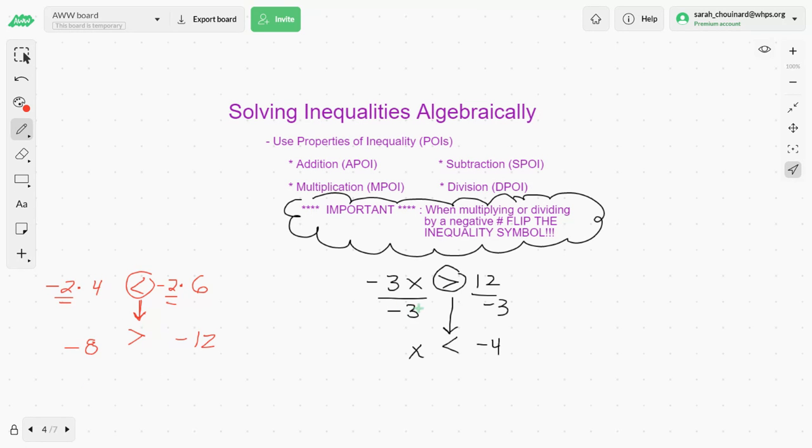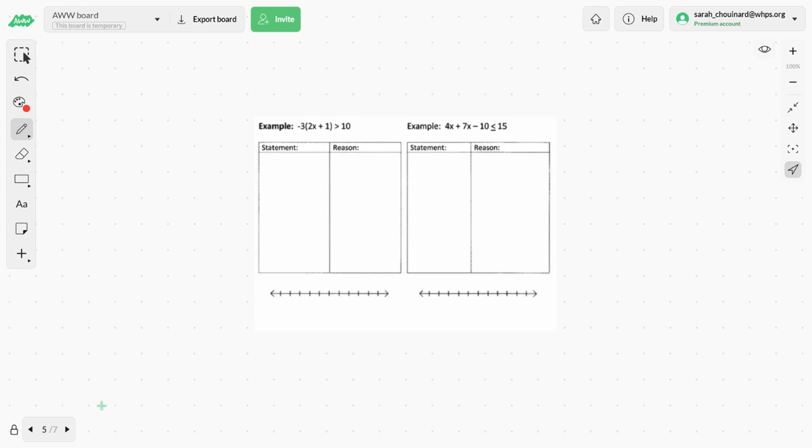So anytime you divide or multiply by a negative, you have to flip the inequality symbol. So let's do some examples. The first one we have is negative 3 times 2x plus 1 is greater than 10. That's our statement, and our justification is it was given. The first thing we do is the same as when we were solving. We're going to distribute the negative 3, and the justification is the distributive property.